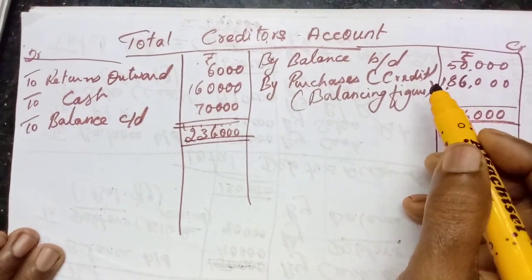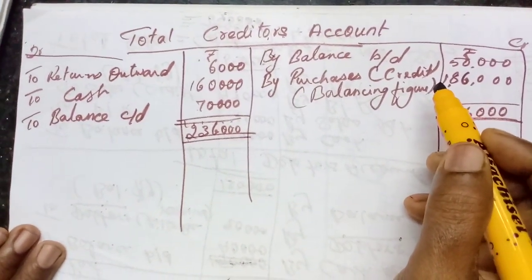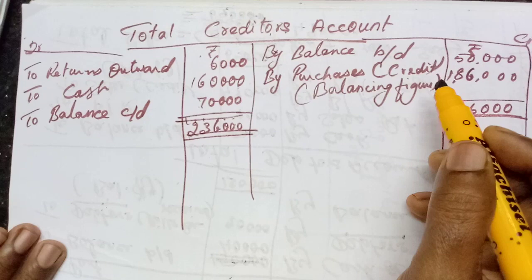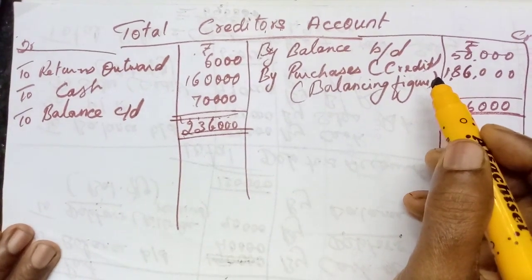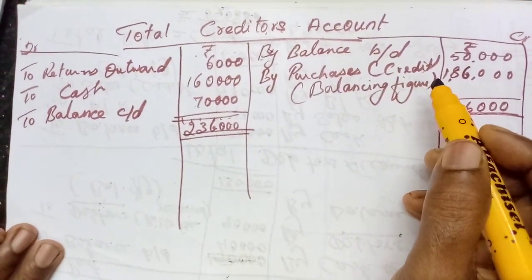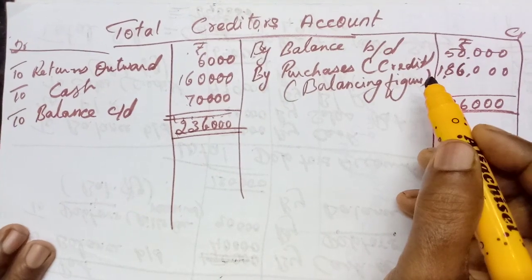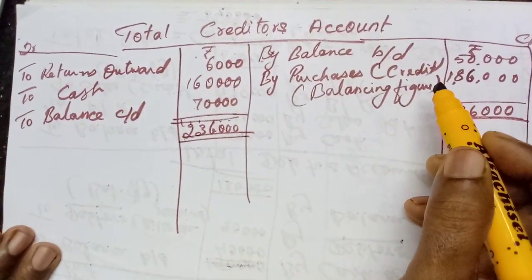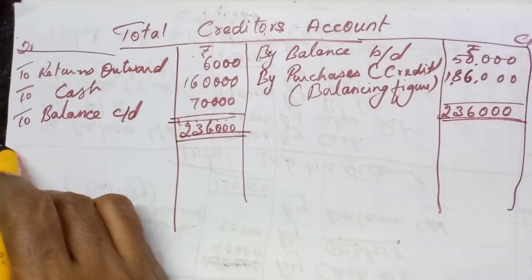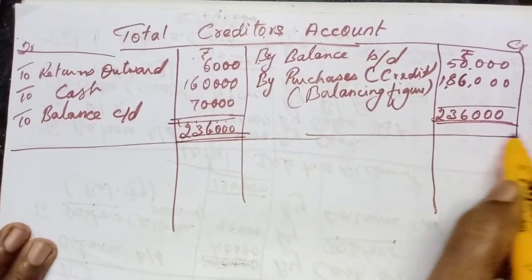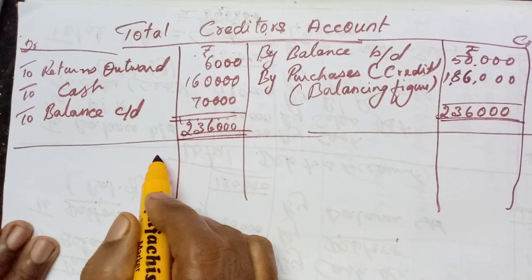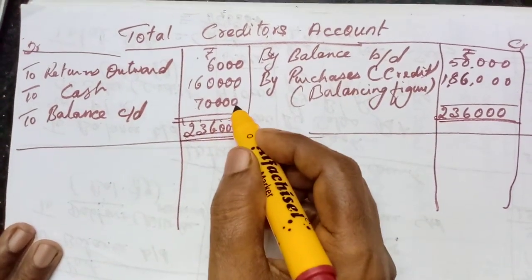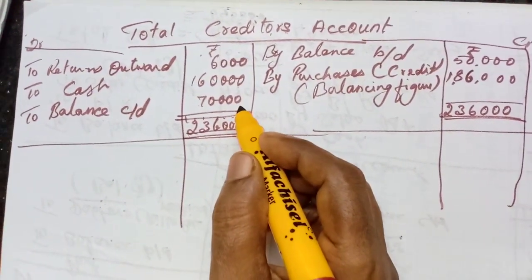Balancing figure. Usually they may ask you to calculate any one account, total creditors account or debtors account, for 2 marks. If they ask for total debtors account as well as bills receivable, they may ask for 3 marks. So if they ask for only one account, it is 2 marks. You might have understood this one. We will see the next illustration.